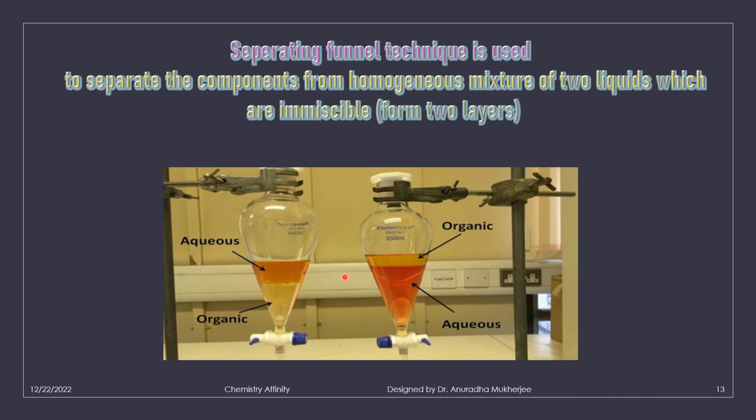As an example, if we mix oil and water, the water will be the bottom layer and oil will be the top layer. Then we can collect the two layers separately, and we can separate the two liquids from the mixture.